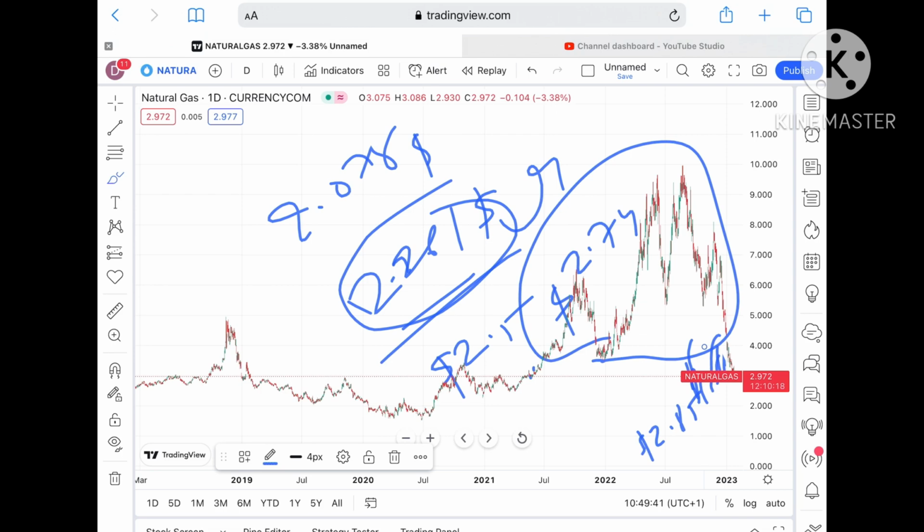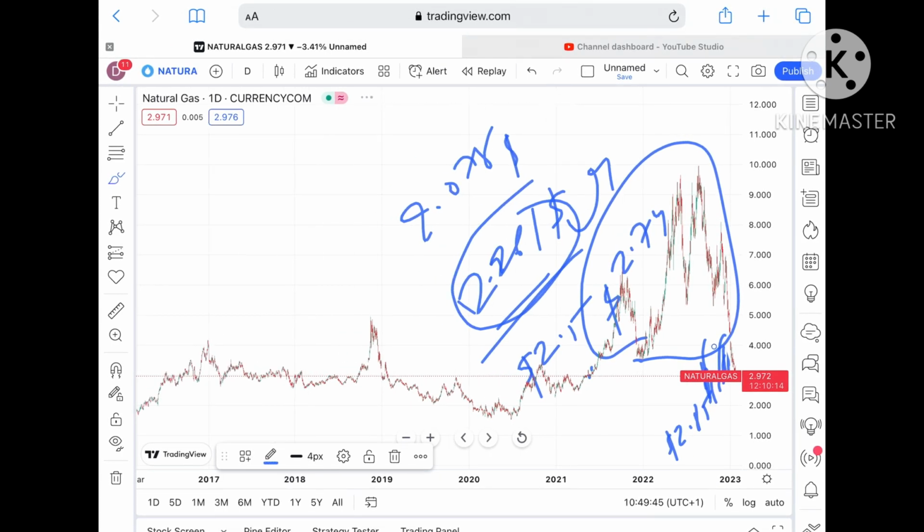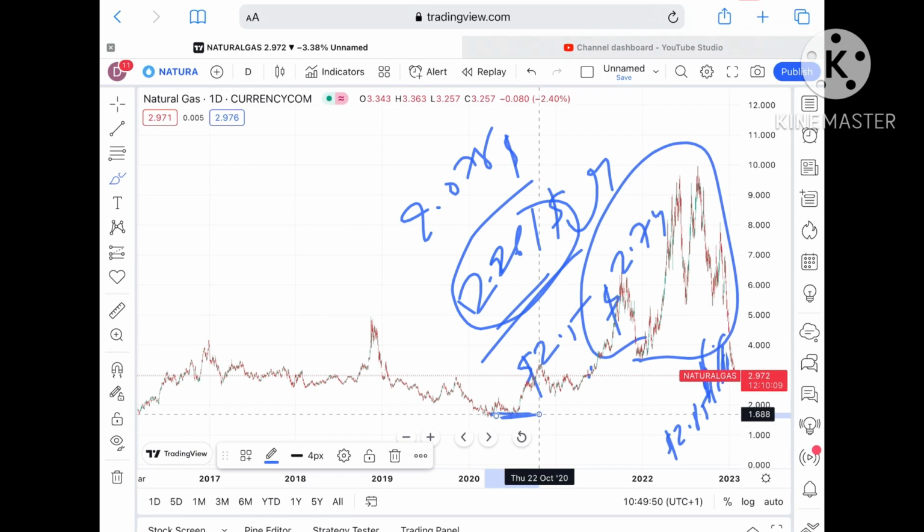Any doubt regarding this, you can mail me. I've given the mail IDs in the description. Once the price falls below $2, then we can see it can fall further, and the probability of going towards its low is on a higher side.